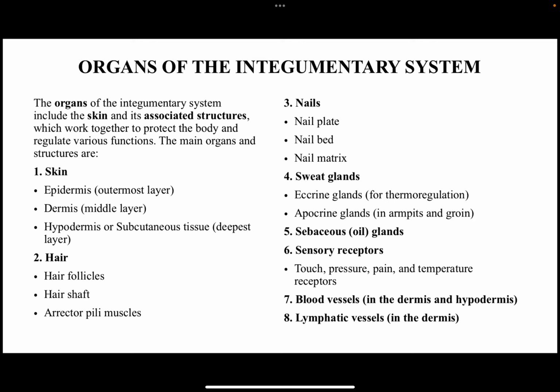Okay, the skin has other sub-layers. We have the outermost layer, which is the epidermis. We have the middle layer, which is the dermis. And then we have the deepest layer, which is the hypodermis, or what some literature calls the subcutaneous tissue. So the epidermis is the outermost layer, the dermis is the middle layer, and the hypodermis, or subcutaneous tissue, is the deepest layer of the skin.